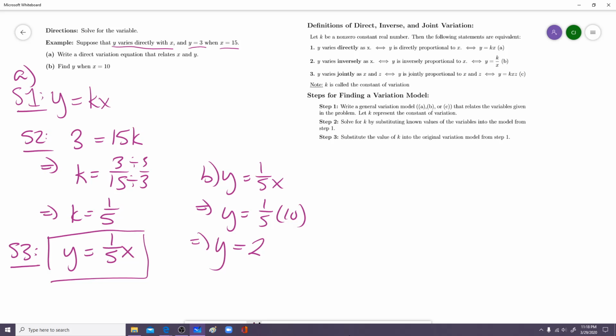Okay. So when x is 10, y is 2. And this is the answer to letter B.